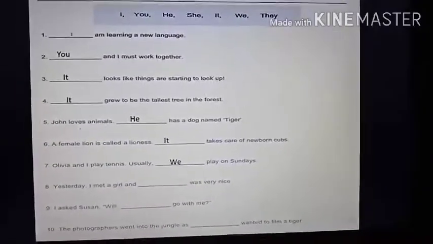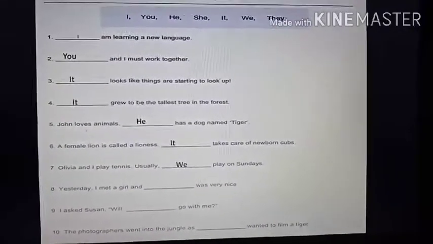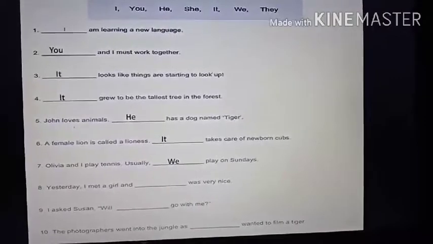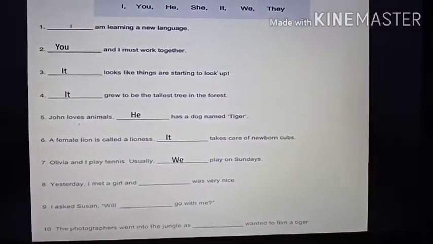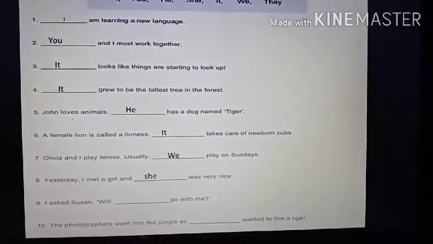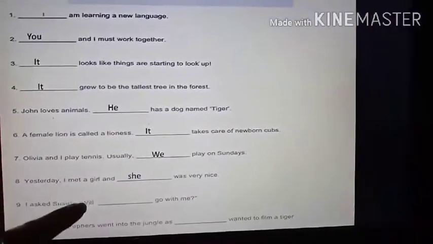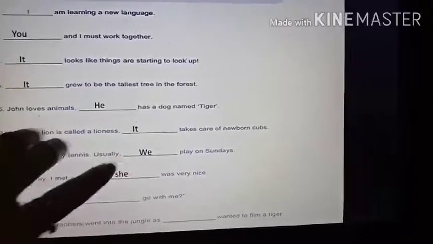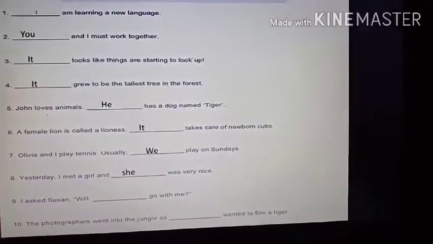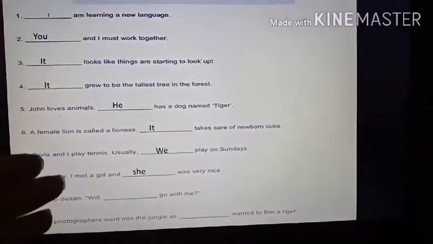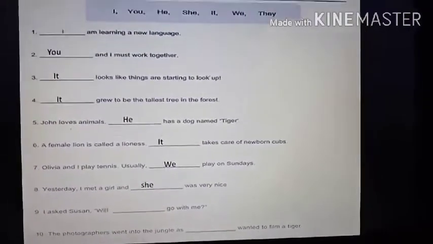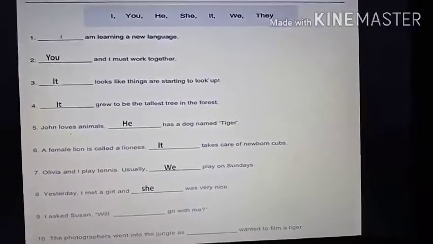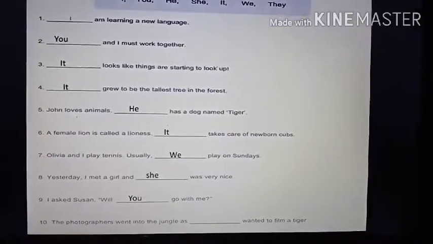Yesterday I met a girl and she was very nice. Now we are talking about a girl. So which pronoun will come? Yes, very good, it's easy. She will come. I asked Suzanne, will you go with me? You want her to come with you. So what pronoun will you use when you're asking her? Of course, you will use you.